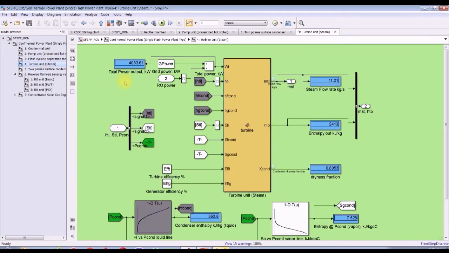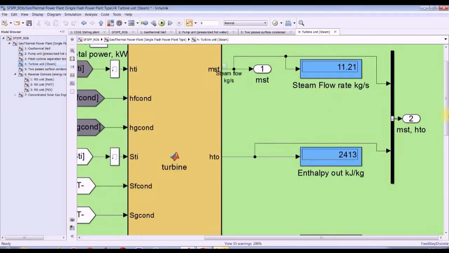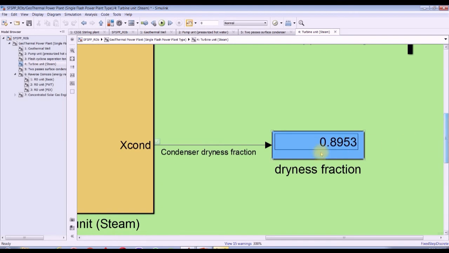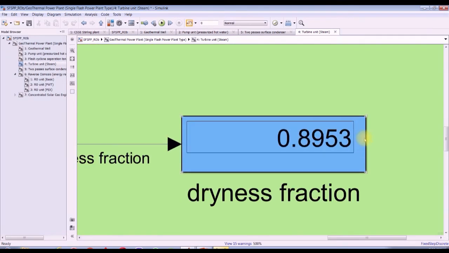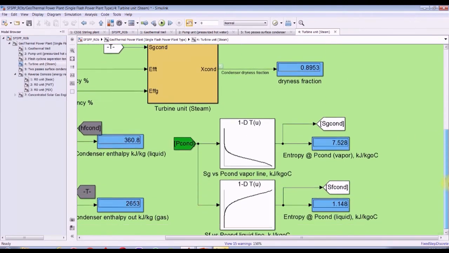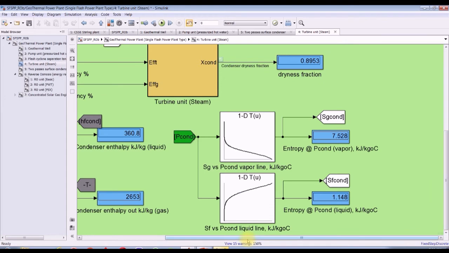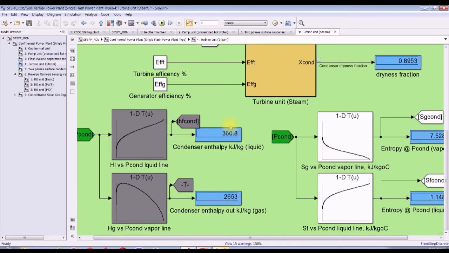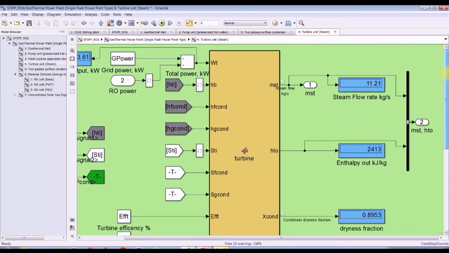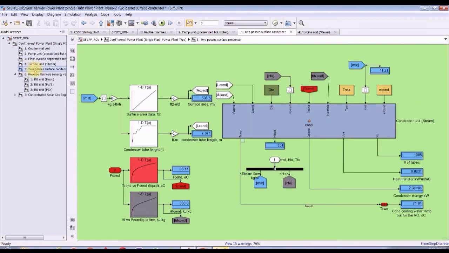Okay, for turbine unit, this is mass flow rate of the steam. 20% of the total mass flow rate is just steam, so we have 11 kilograms per second. We can discover this is a dry outlet turbine dryness fraction. It's 80%. Okay, and sure you can discover the entropies, the enthalpies of the outlet and inlet steams. That's quite interesting.